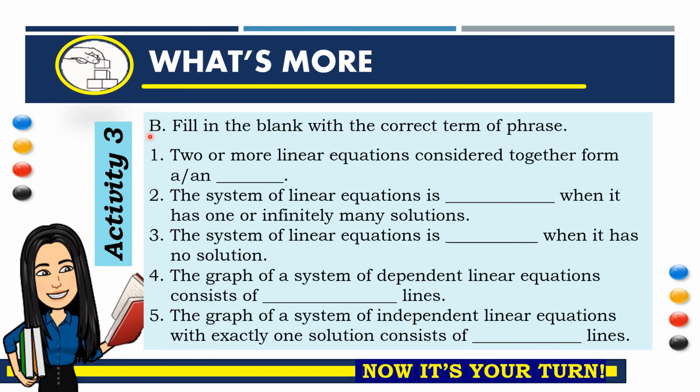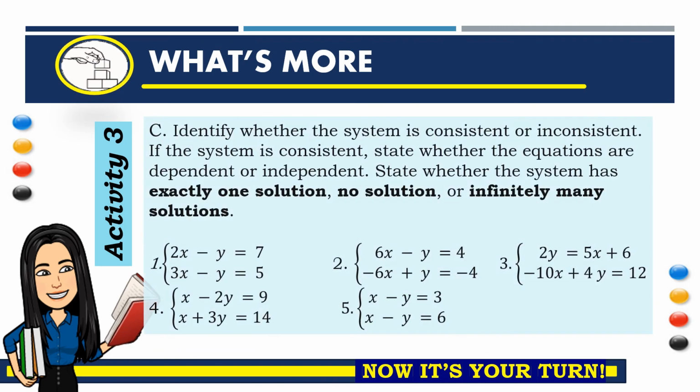So we have another activity under activity 3, letter B. Fill in the blank with the correct term or phrase. And we have letter C: identify whether the system is consistent or inconsistent. If the system is consistent, state whether the equations are dependent or independent. State whether the system has exactly one solution, no solution, or infinitely many solutions.